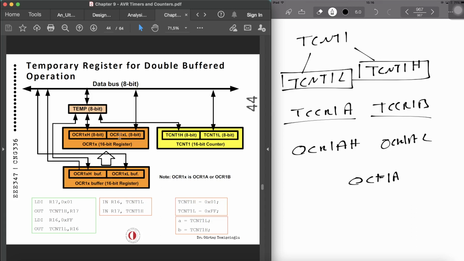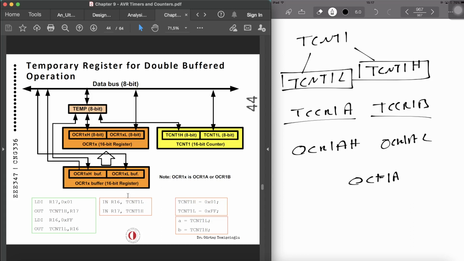The same applies for OCR1H, and L is directly connected to the data bus. So this makes sure that we load them at the same time. Because our data bus is 8-bit, we had to load the high byte first into the temporary register. Then in the second clock, when we have new data in the data bus, that will be stored here, and the value that is in the temp will be stored here. The same applies for OCR1 as well.